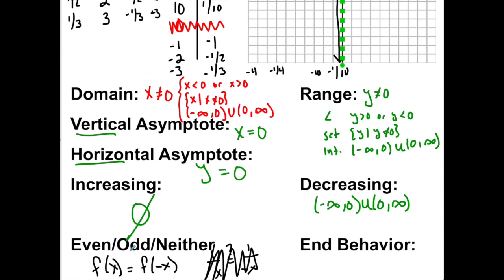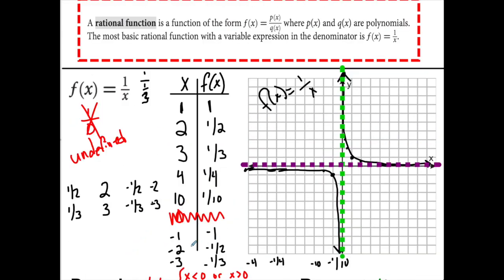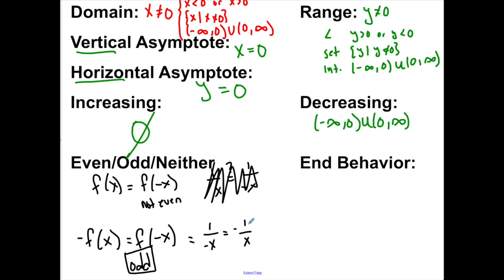So if you plug in negative 2, it's equal to negative what you'd get if you plug in positive 2, right? When you plug in positive 2, you get a half. When you plug in negative 2, you get negative a half. When you plug in 3, you get a third. When you plug in negative 3, you get negative a third. So that is an odd function.